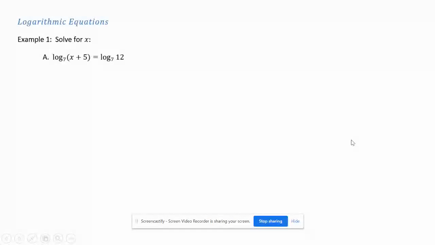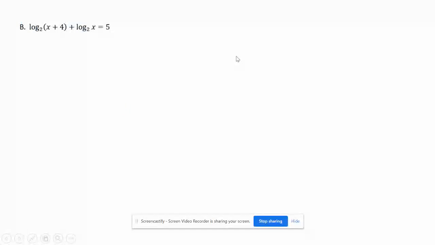So, guys, a logarithmic equation is just an equation with a logarithm in it where we have to solve for x. This is the most basic example, pretty simple: log base 7 of x plus 5 equals log base 7 of 12. These are both log base 7, so doesn't it follow that x plus 5 must equal 12? And therefore x must equal 7. Okay, so that's how an equation like this works.